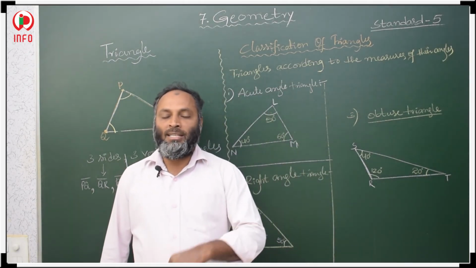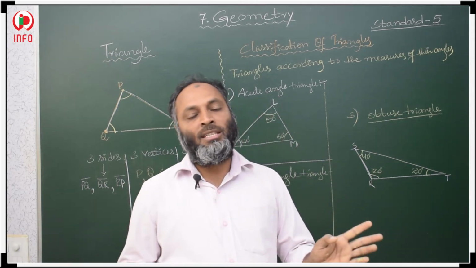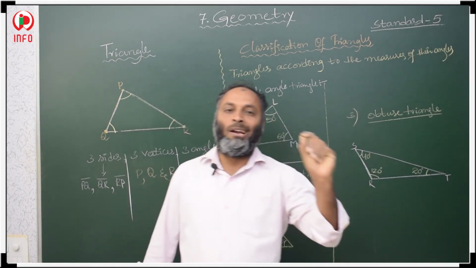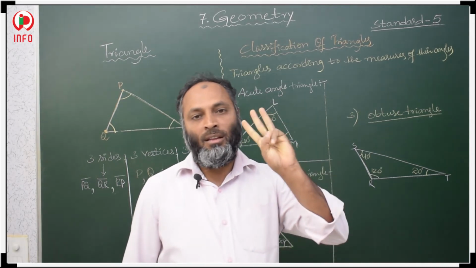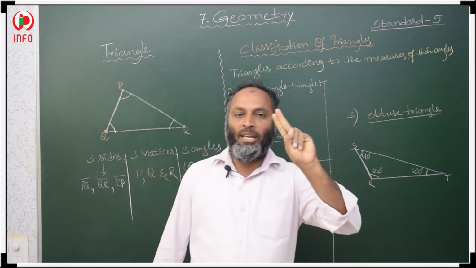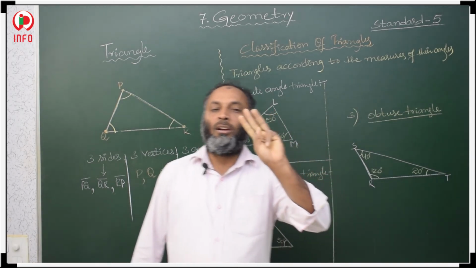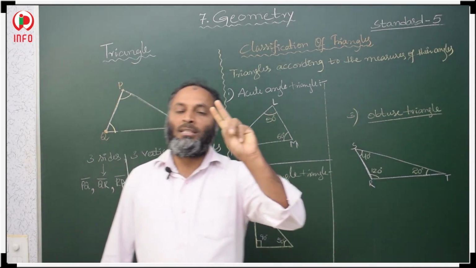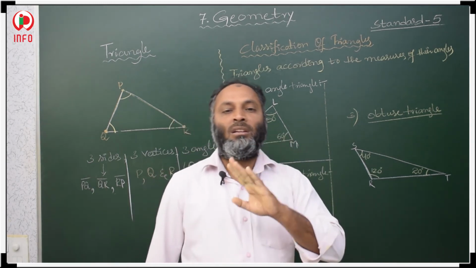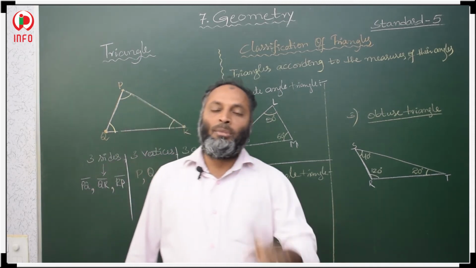So, based on the sides and based on the angles, the triangles are classified into 6 types. Based on the sides, first the equilateral triangle, then the isosceles triangle, then the scalene triangle. Equilateral triangle, all the 3 sides are equal. Isosceles triangle, any 2 sides of the triangle are equal. Scalene triangle, all the 3 sides are different in length. This is based on sides.